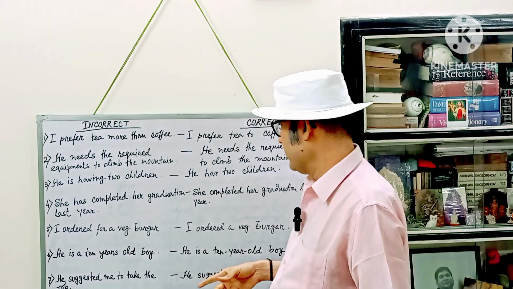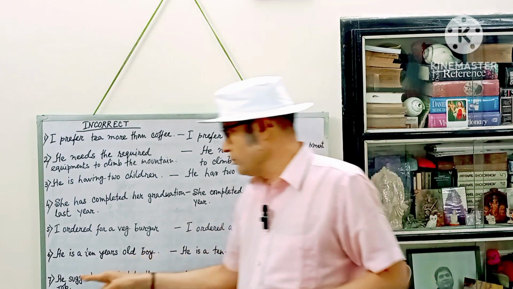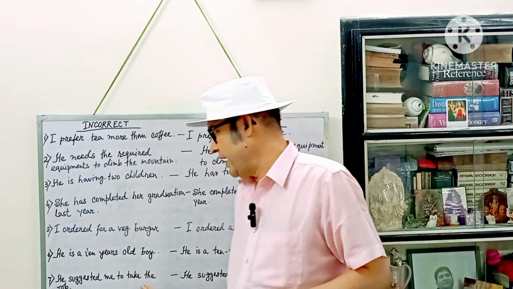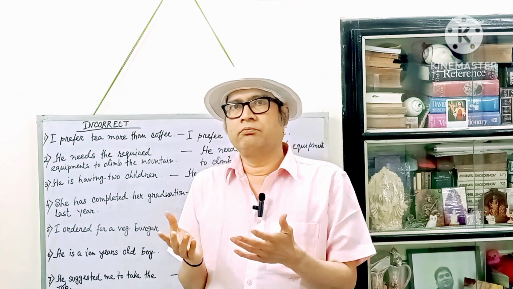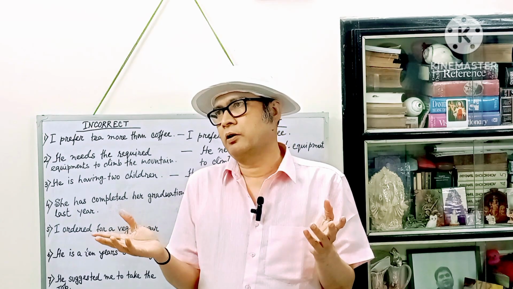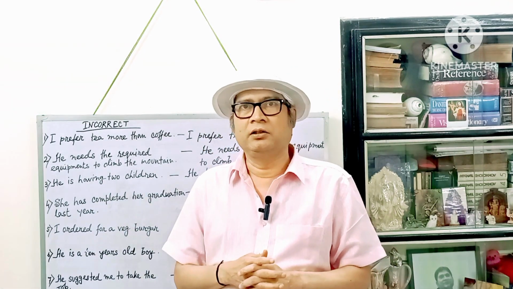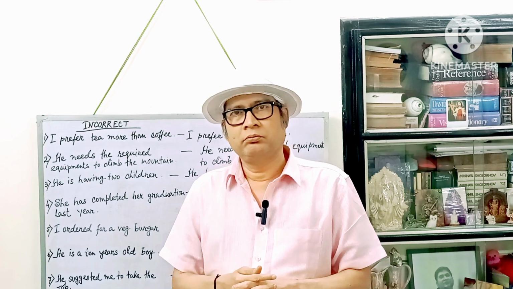Okay, so here you have seen the correct sentence. He is a 10-year-old boy. Let's move on to number 7 now. What is there? He suggested me to take the job. I went to my uncle when I had got the job offer, and I consulted my uncle. My uncle suggested me to take the job.